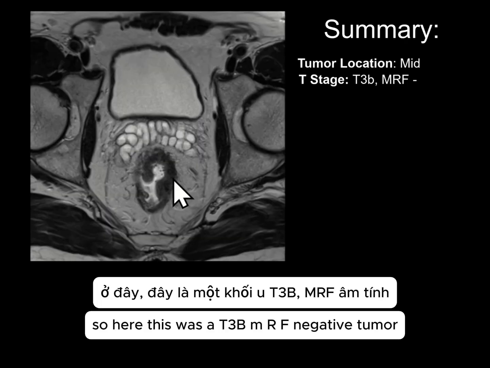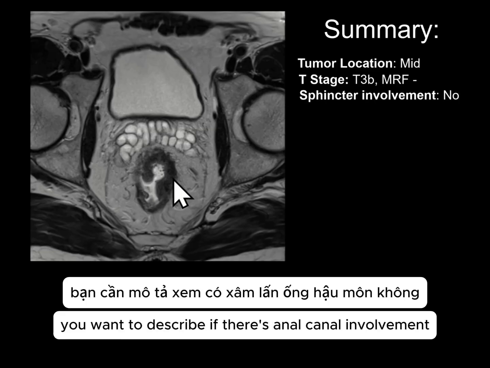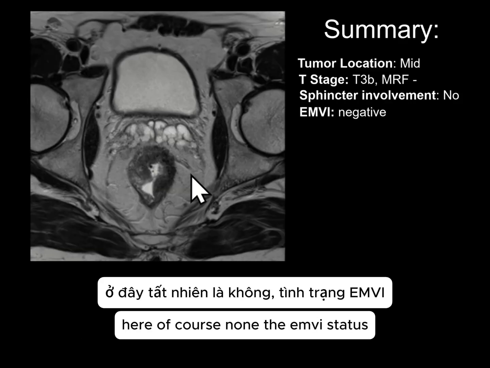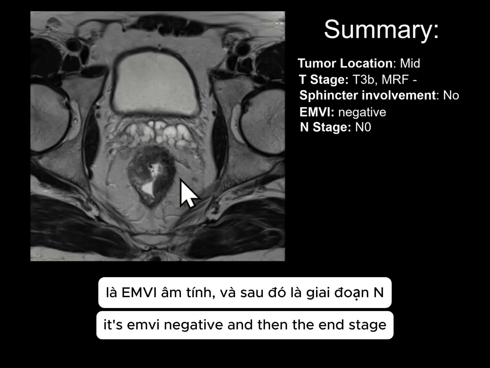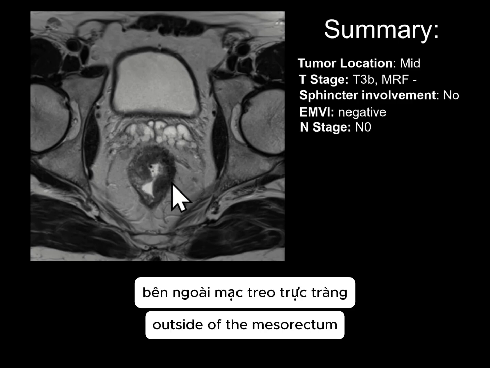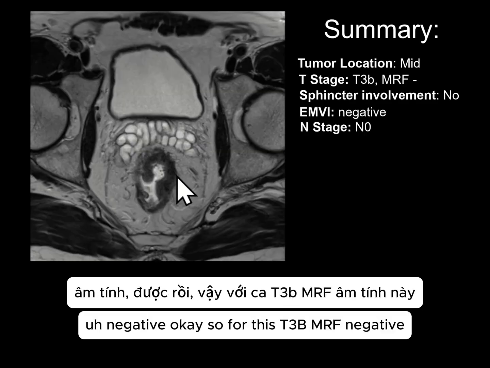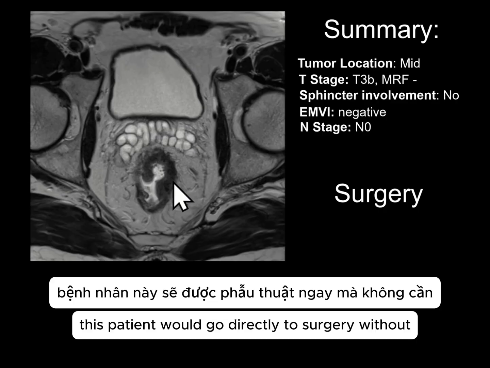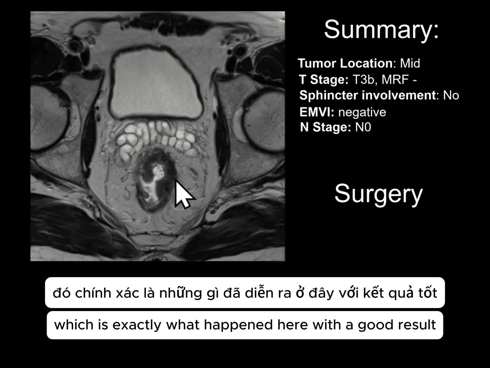So here, this was a T3B MRF negative tumor. For low rectal tumors, you want to describe if there's anal canal involvement, and if so, which structures of the sphincter are involved. Here, of course, none. The EMVI status you want to specifically mention. Here, it's EMVI negative. And then the N stage, including whether there are suspicious nodes outside of the mesorectum, and if so, which ones. Here, negative. Okay, so for this T3B MRF negative, EMVI negative, and node negative mid-rectal tumor, at most institutions, this patient would go directly to surgery without neoadjuvant therapy, which is exactly what happened here with a good result.